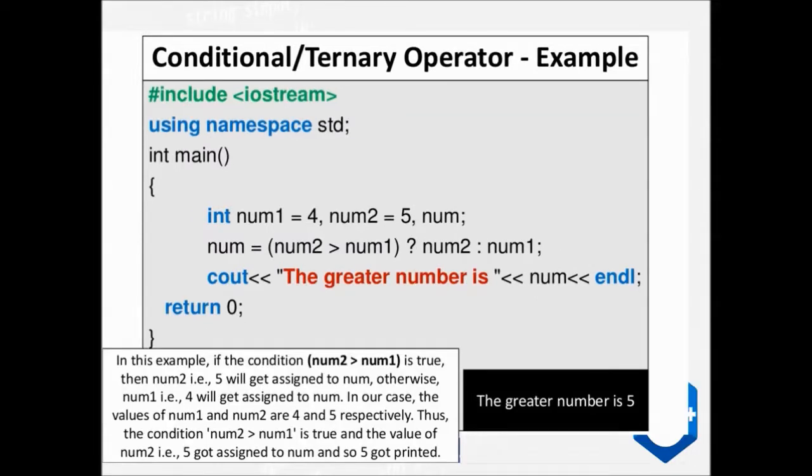In this example, if the condition number2 greater than number1 is true, then number2, meaning 5, will get assigned to num. Otherwise, number1, meaning 4, will get assigned to the num variable. In our case, the values of number1 and number2 are 4 and 5 respectively. Thus, the condition number2 greater than number1 is true, and the value of number2, meaning 5, got assigned to num, and so the greater number is 5 printed on the screen.